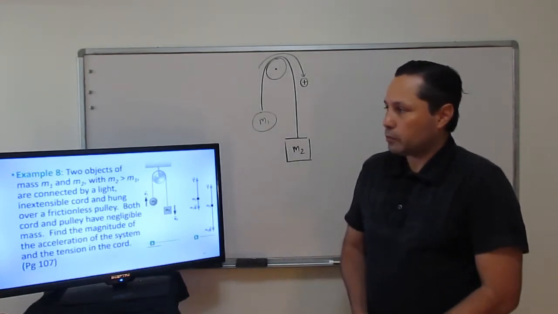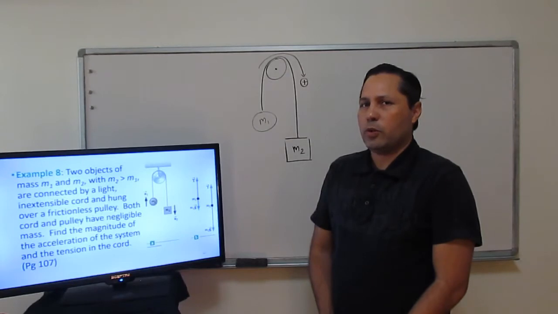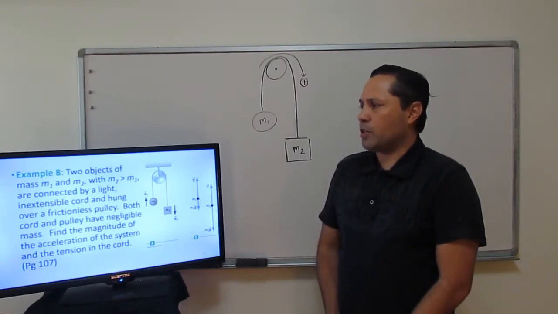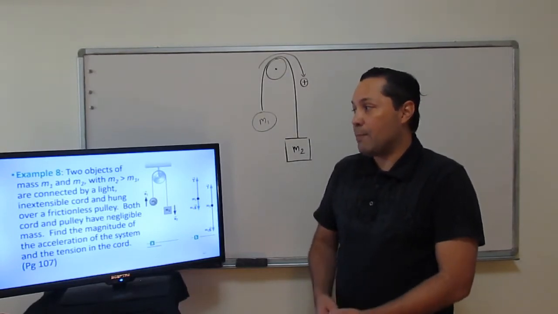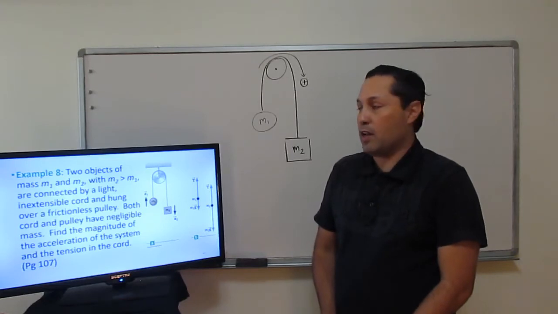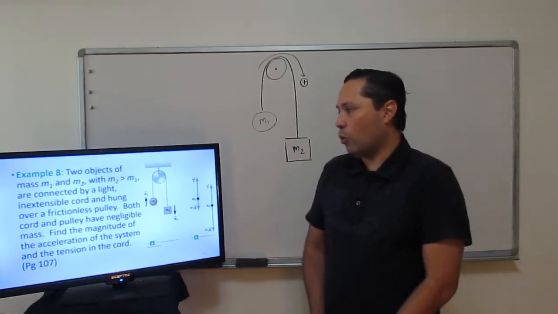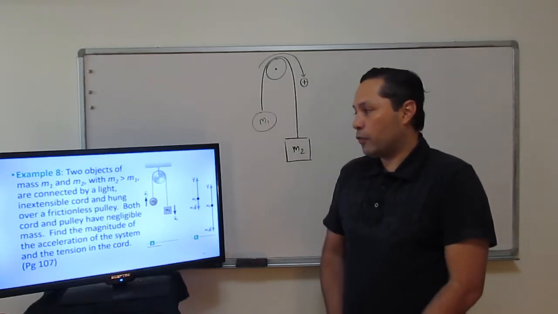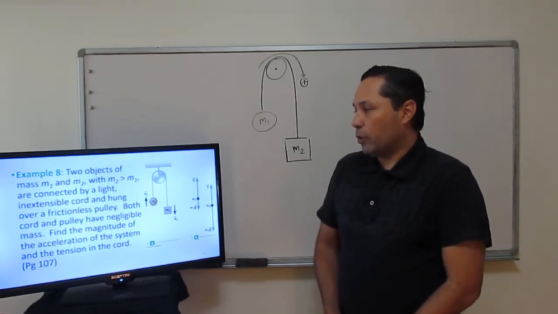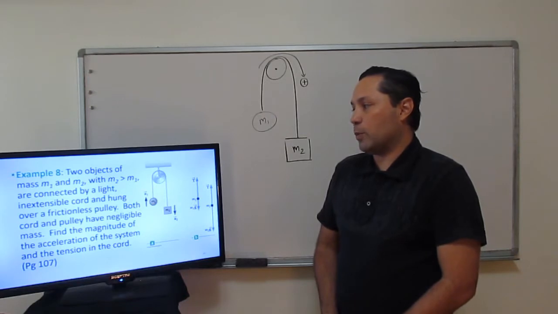Alright, so example 8. Let's go ahead and take a look at this one. It says two objects of mass m1 and m2, with m2 being greater than m1, are connected with a light, inextensible cord and hung over a frictionless pulley. Both the cord and the pulley have negligible mass.